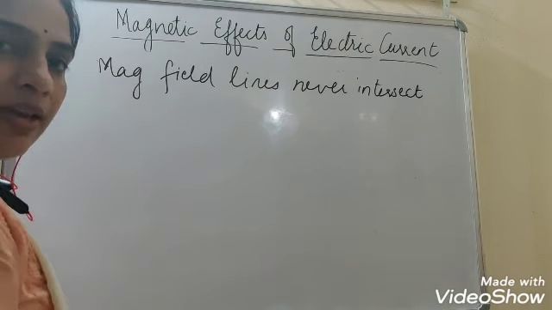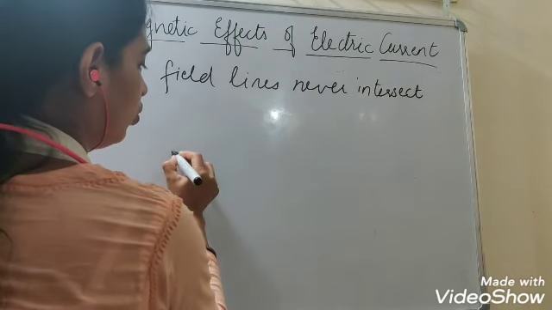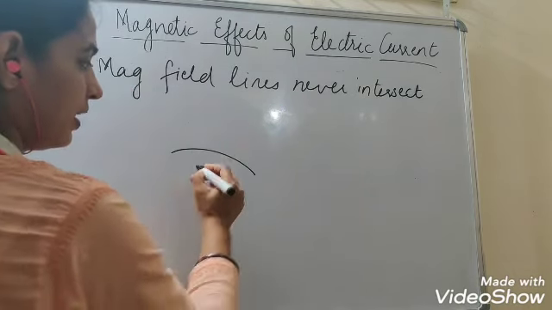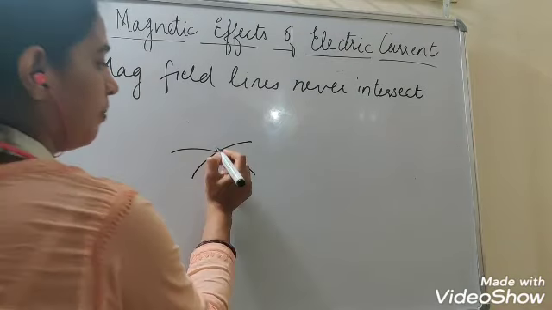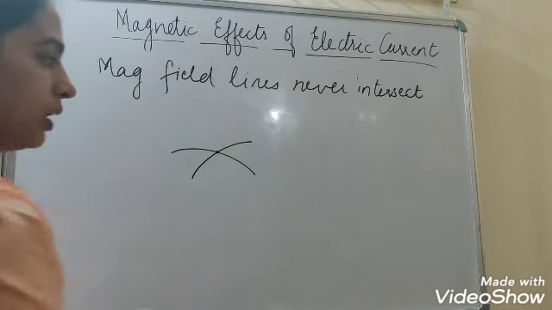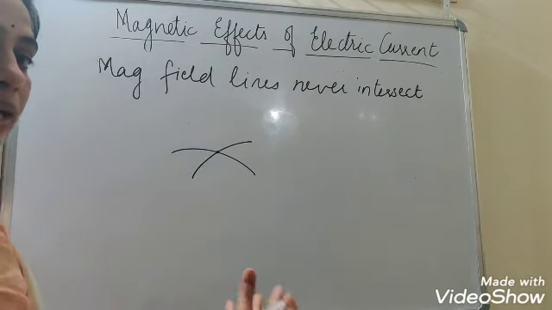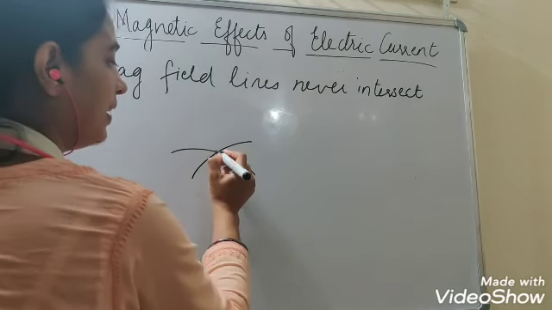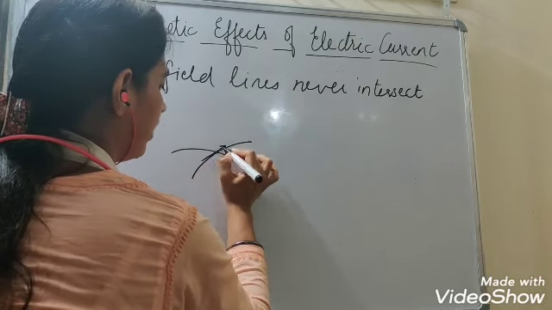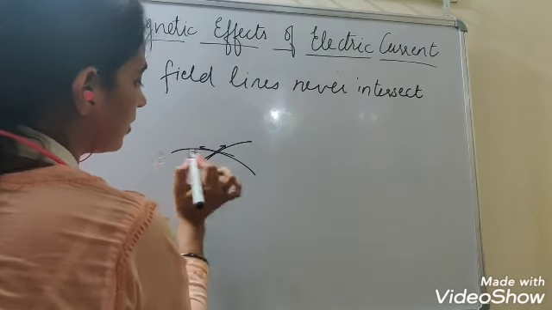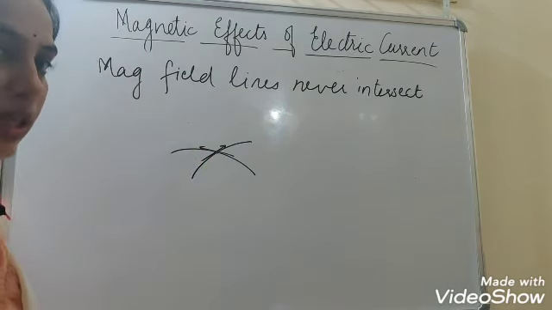Let us say what will happen if they would have intersected. Like if two magnetic field lines, this is one magnetic field line, this is another magnetic field line. If they would intersect, that means at the point of intersection, if you keep a magnetic needle at this point, if you want to find the direction of the magnetic field, here there are two curves, so there will be two tangents at the same point.